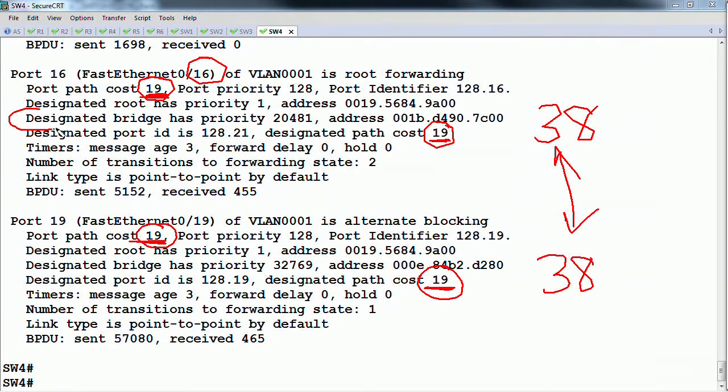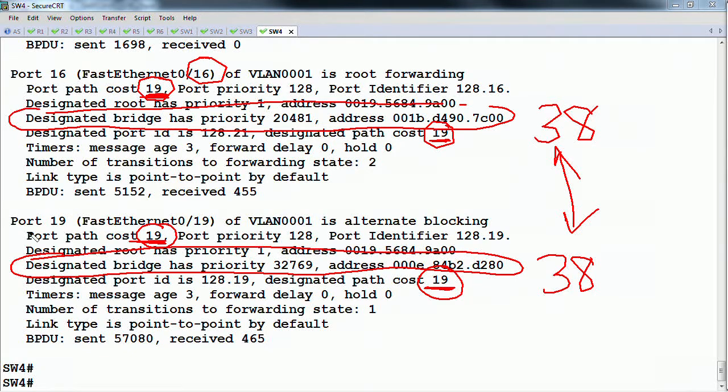The next thing we look at is their bridge ID. So what's the bridge ID on the other side of this link? This is again made up of two fields: the priority and the MAC address. Since this value is lower, which is what I changed, 20,481 is lower than 32,769, that's why this is being chosen as the root port, and this one is now going into the blocking state.